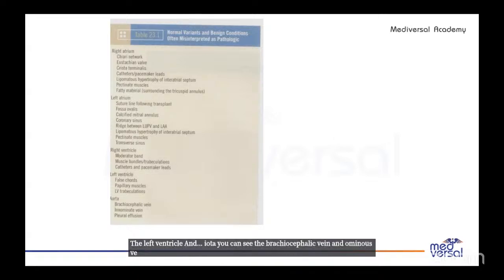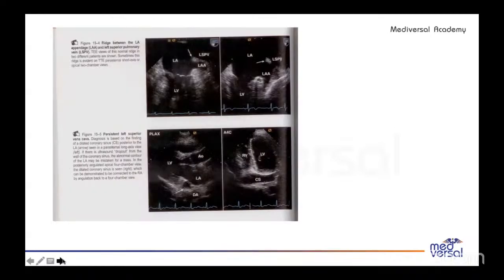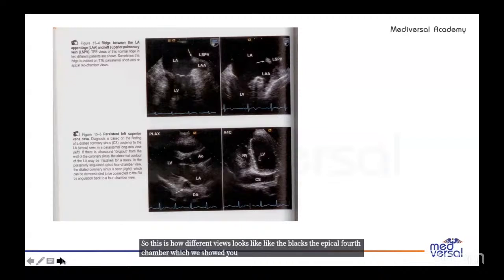Next slide, please. So this is how different views look like, the apical four chamber, which we showed you previously also. And above, you can see the different views, the LA view, the left atrial appendage you can see. And next slide.